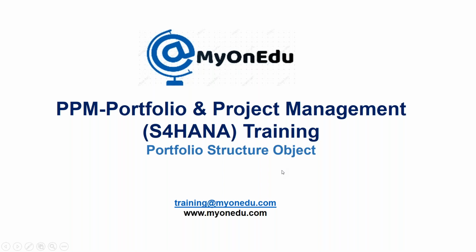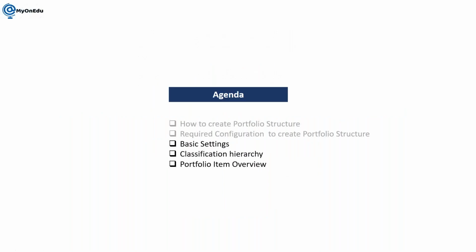So here my agenda is to explain the basic settings, then the classification hierarchy, and then an overview of the item in the PPM system. In yesterday's session we already understood how we can create a portfolio and portfolio structure. This portfolio structure has a portfolio definition and the required buckets. You can create these buckets as per your organization structure, your business process, or your product. That is up to you, based on the reporting requirement.